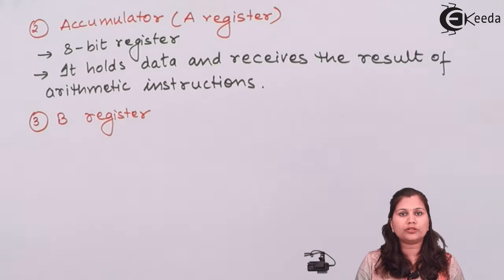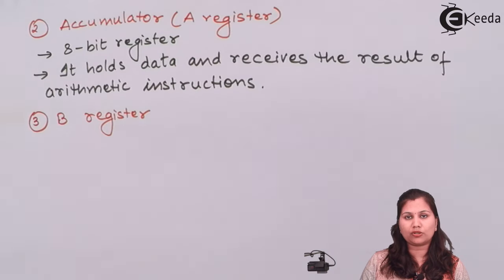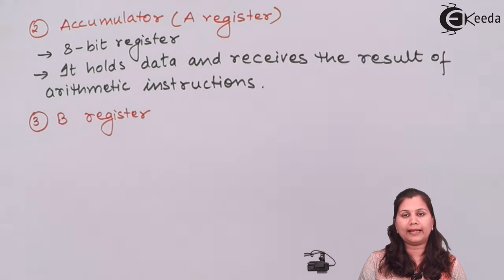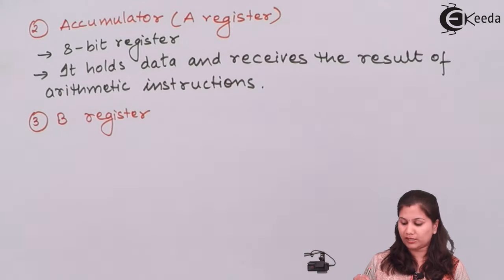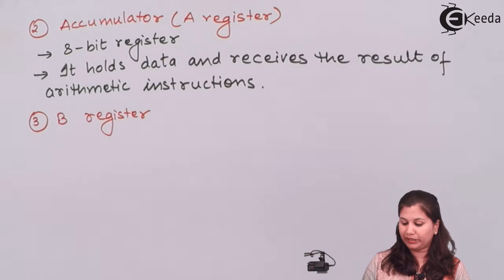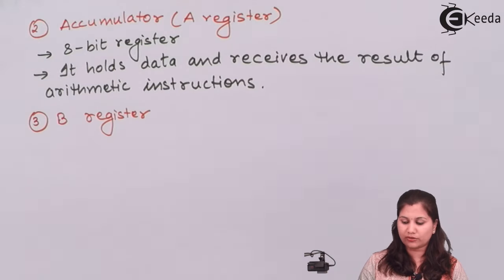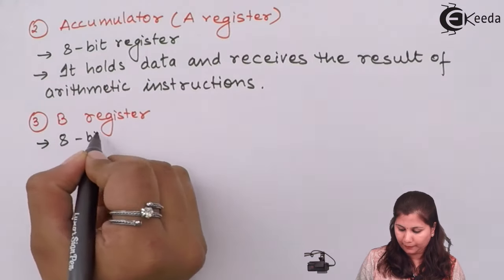The B register is also a general purpose 8-bit register. We can use it as a temporary register if we are performing arithmetic and logical operations and want to store intermediate data, or if we want to perform any operations with the accumulator. So this register is an 8-bit general purpose register.